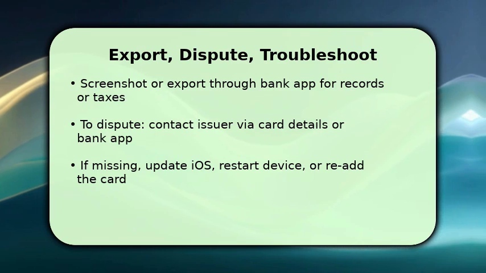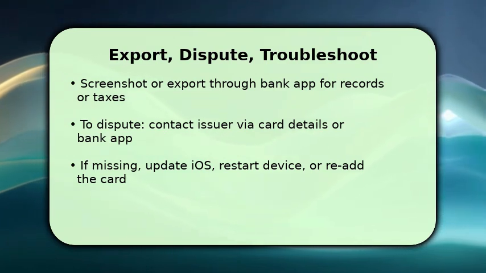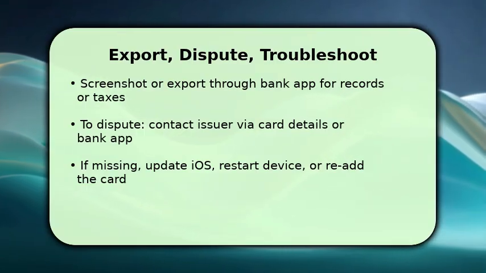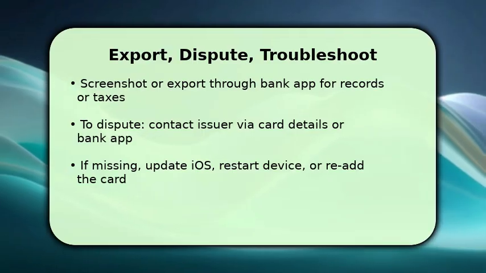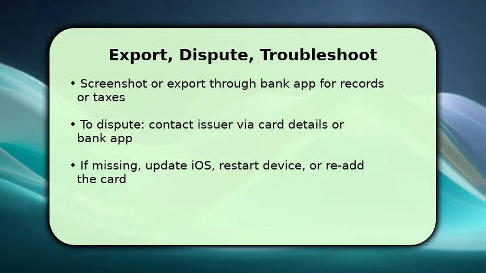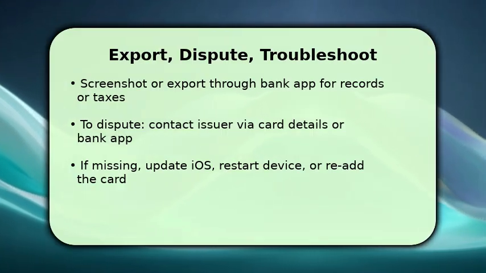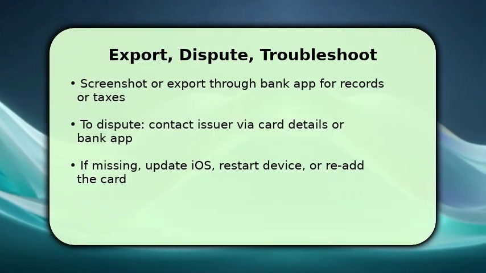If a charge is incorrect, use the card's detail view to find the issuer contact or open the bank app to start a dispute. Do this promptly for best resolution. If transactions are missing or stale, make sure iOS is updated, restart the iPhone, and if necessary, remove and re-add the card to refresh syncing.